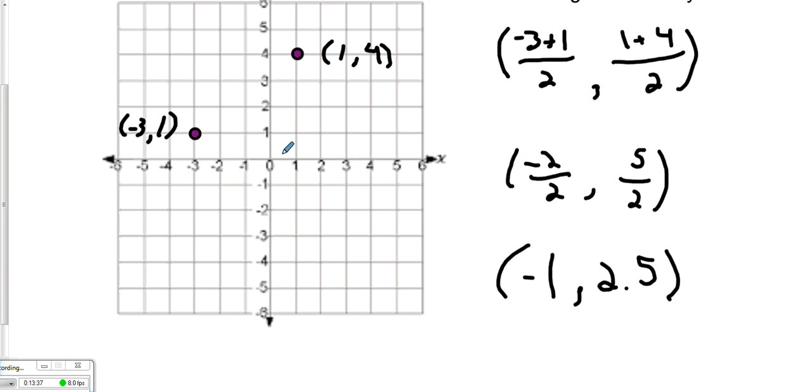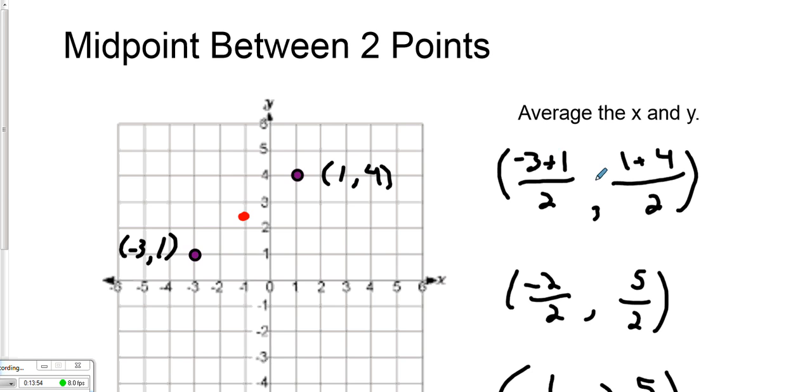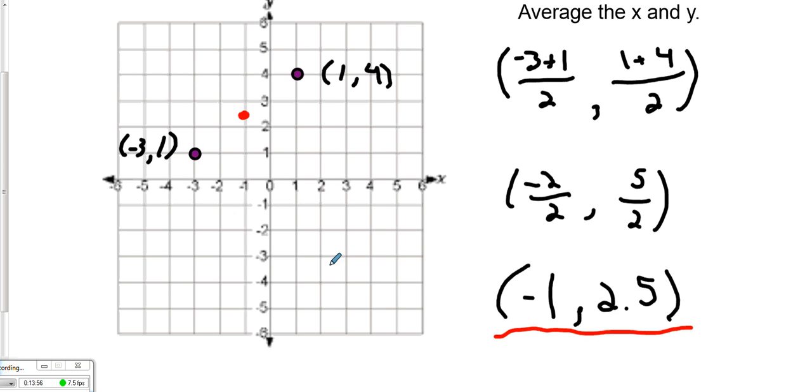Now let's see exactly where that is on the graph. Negative 1 and up 1, 2.5. This, we can even kind of see it too. This is our exact center. That is the point that is exactly halfway between both of them. And again, we found it by taking the average x and the average y.